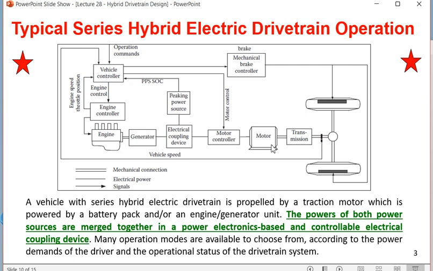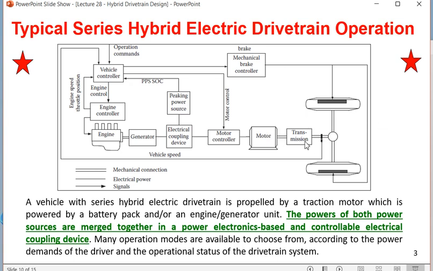Then the motor controller: you are finding that this motor controller is also being controlled by the vehicle controller, and motor parameters are also continuously being fed to the vehicle controller. That path is not shown, but it is here. So you are finding here mainly 3 types of power transmission or signal being transmitted. One is a mechanical connection. Here, from the motor to the transmission to the wheels, these are all mechanical power transmission.